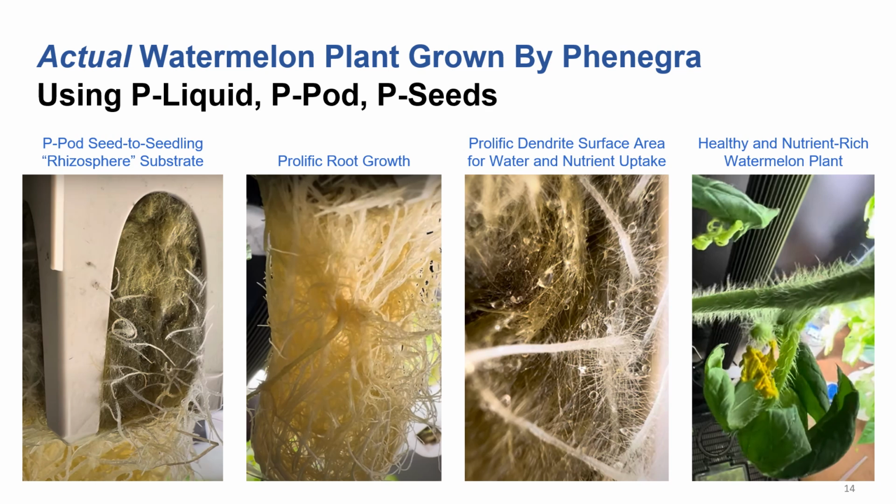Slide 14. Here is an actual watermelon plant grown by Phenegra. Again, using the P liquid, P pod, and P seed. Of these four pictures, on the very left, you have the P pod seed-to-seedling rhizosphere substrate.